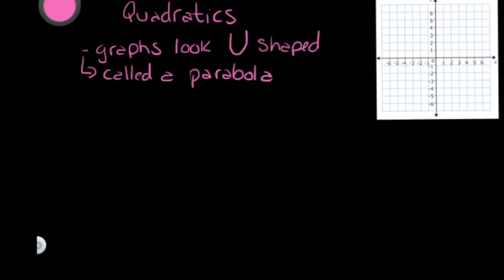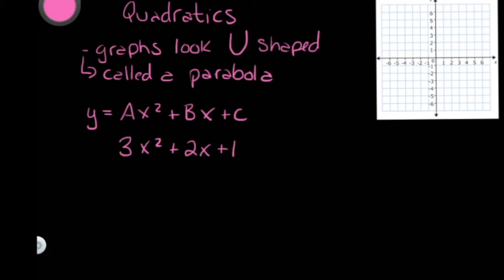We represent quadratics in this form. Y equals ax squared plus bx plus c. And you'll recognize that from our previous unit because an example of a quadratic would be 3x squared plus 2x plus 1. That looks very similar to what we've just finished doing with polynomials. So this is a quadratic relation.